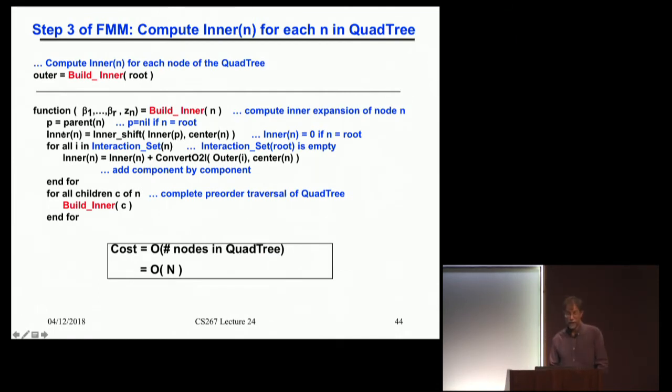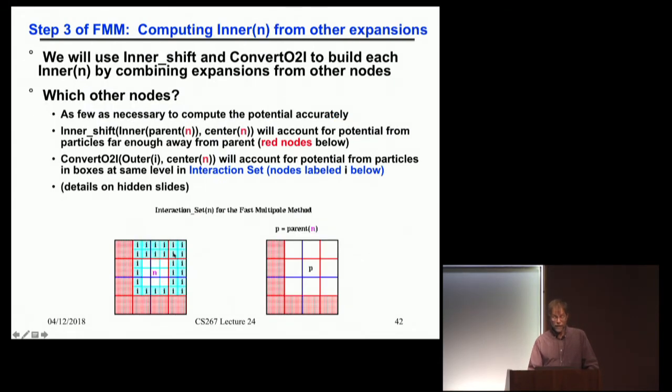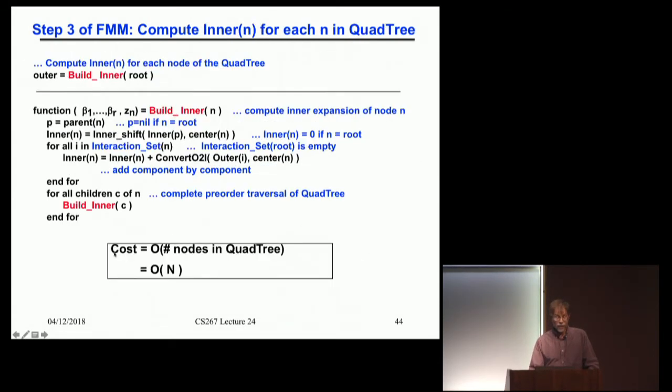So that's the first thing that I do. Then what I do is I loop over all of these blue boxes, all the points in the interaction set. So for all i in the interaction set, I get their outer expansion, and I convert outer to inner and center it around me, the child. And I just add them all up, component by component.